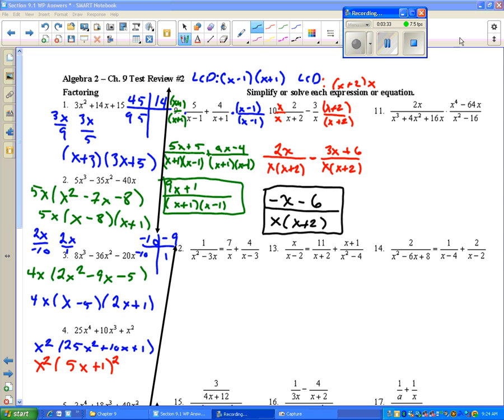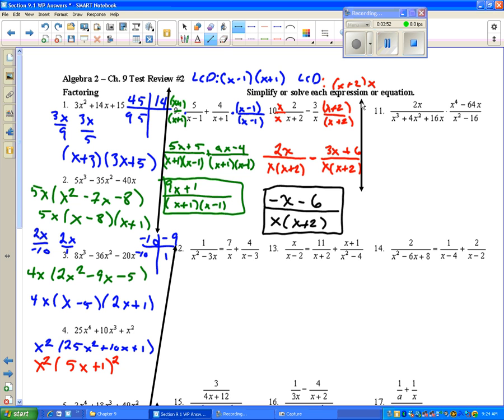Number 11. Number 11, I'm multiplying. Since I'm multiplying, I don't have to have a common denominator that sticks with me the entire way. What I need instead is to factor everything and cancel out common factors. So I'm going to go ahead and draw my lovely little line that I've been putting in here little by little. Okay, so 2x is fine.